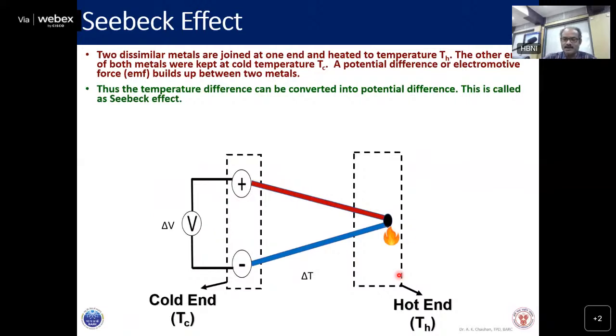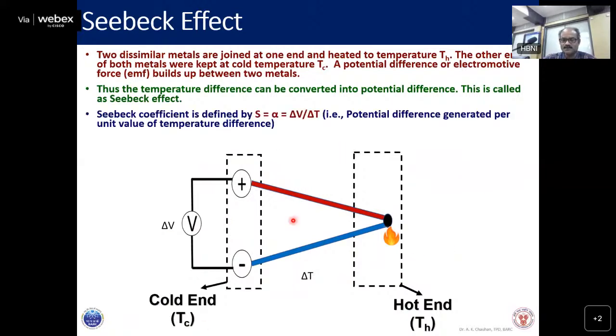And this effect is called the Seebeck effect, where because of the change in temperature, or you can say a temperature gradient, a potential difference is generated. And this is the Seebeck effect.